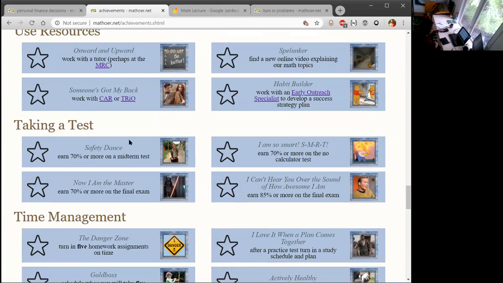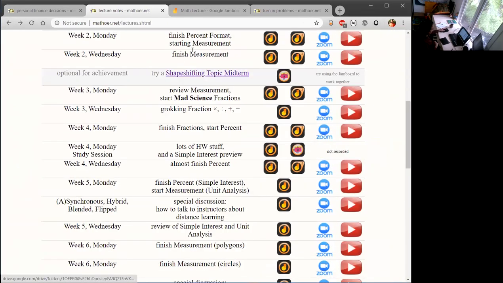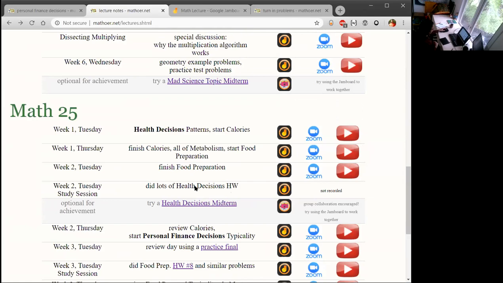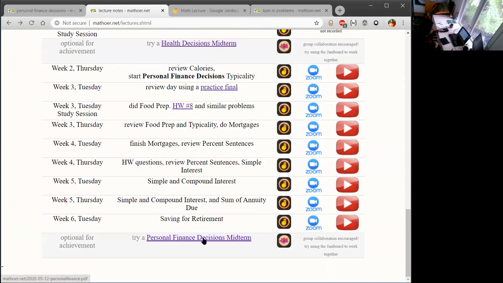There's also only one of them. So if you were to do both midterms, right, whoops, that's Math 20, both the health one and the personal finance, then yeah, go ahead and practice. But if you've done one, you have the check mark.